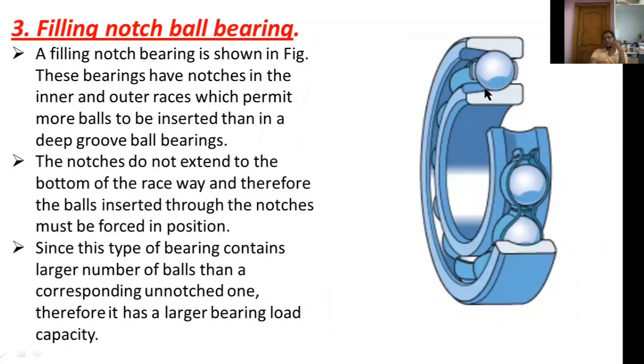Since this type of bearing contains a larger number of balls than a corresponding unnotched one, it has a larger bearing load capacity. So this type of filling notch ball bearing has higher capacity than the single row deep groove ball bearing, because here we are using filling notches, and therefore we can use more balls.